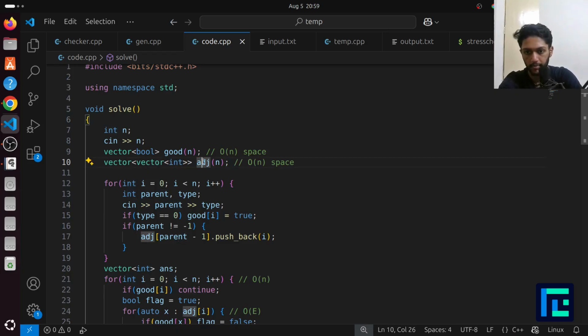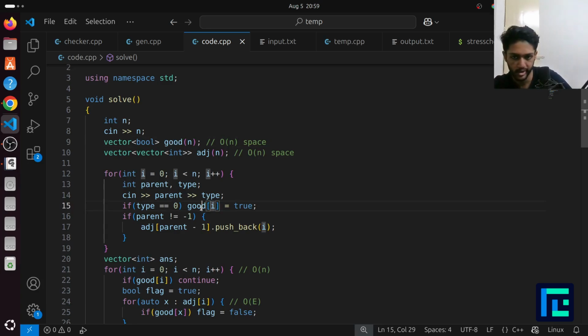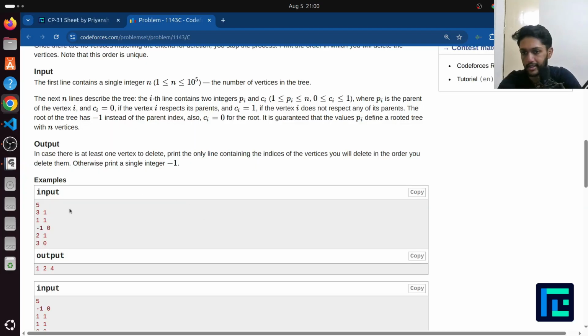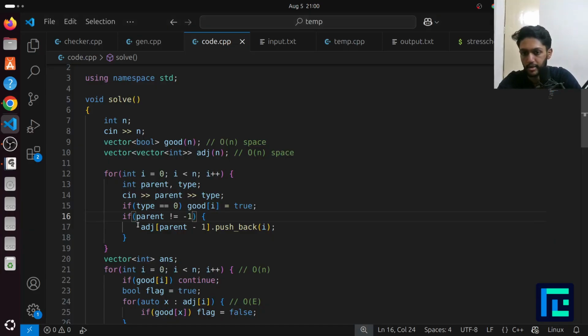So a vector of int, and now I'm just taking the input: for int i equal to 0, i less than n, i plus plus, int parent, type, cin parent, type. If type equals 0, then good of i equals true. So good of i true means that it respects its parents. Okay, so it is good. I just stored this information, and if parent is not equal to -1, that means it is not the root. For the root it is -1 in the input, right? So if it is not the root, then I will do adjacent of parent minus 1 dot push_back i. Parent minus 1 because in the input it is 1 indexed, and I'm making it 0 indexed, right?